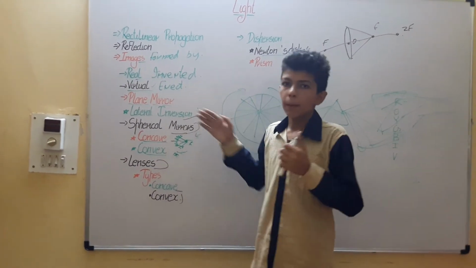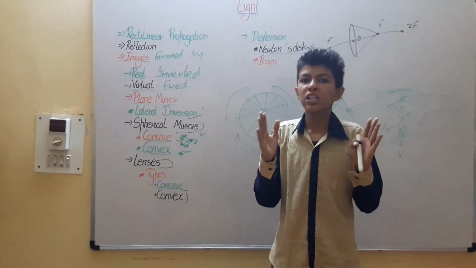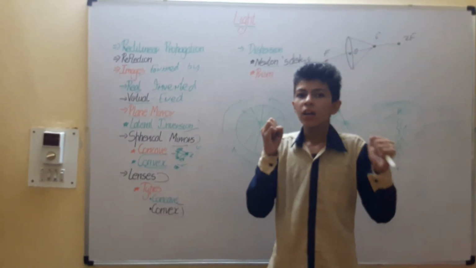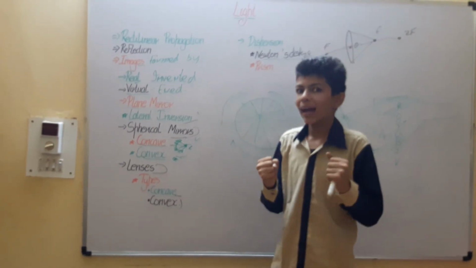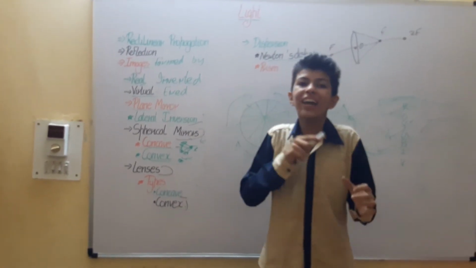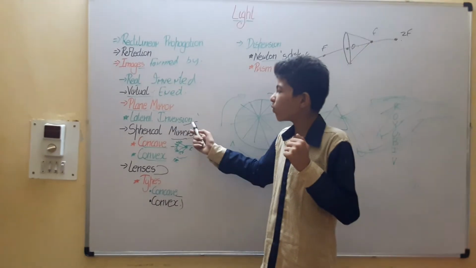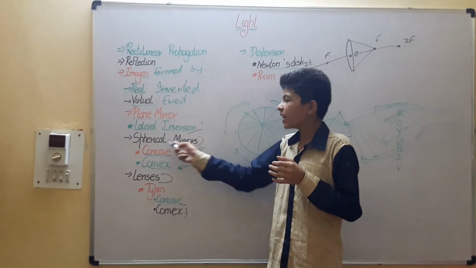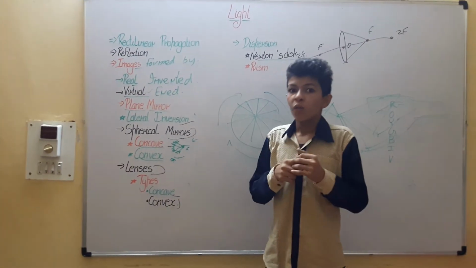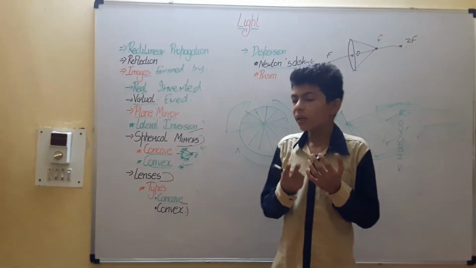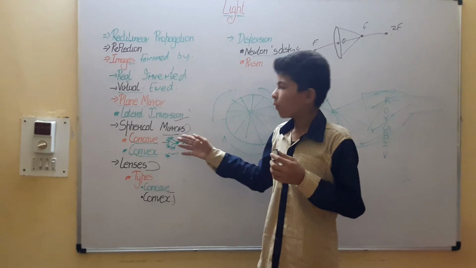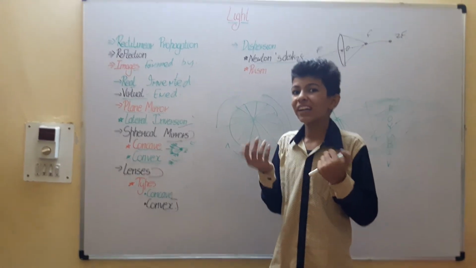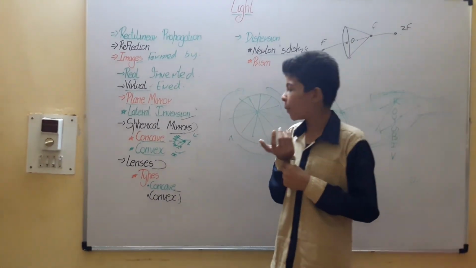First, for the plane mirror, the distance between the object and image is always the same. The size of the body and the image is always the same, and they undergo left-right inversion, which is called lateral inversion. Then we learned about spherical mirrors. What are the two types of spherical mirrors? Concave and convex mirrors. What are the images formed by them? The different characteristics of the images formed by them.